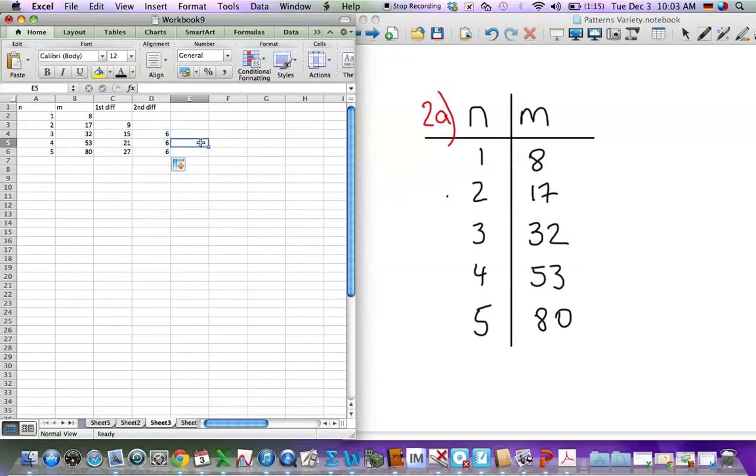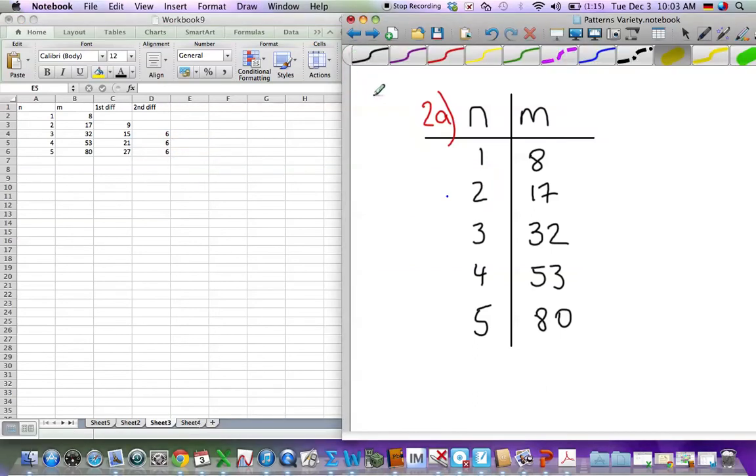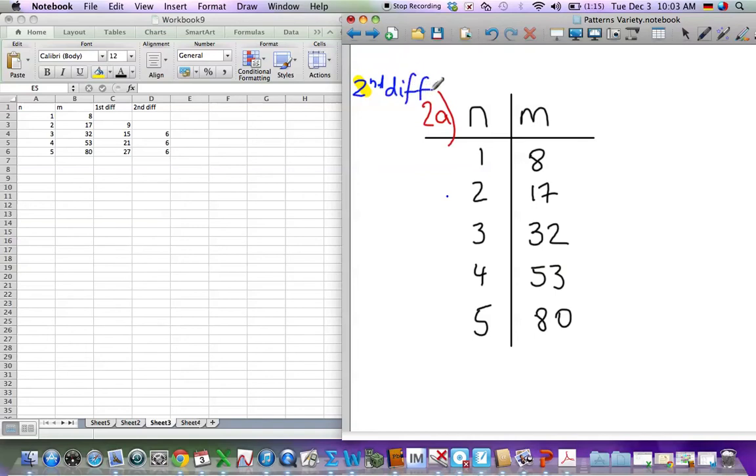Okay, and the second differences are constant. So let's just make a note of what we found. The second, in blue, the second differences were constant. This tells us that it's a quadratic pattern, i.e. it involves n squared.